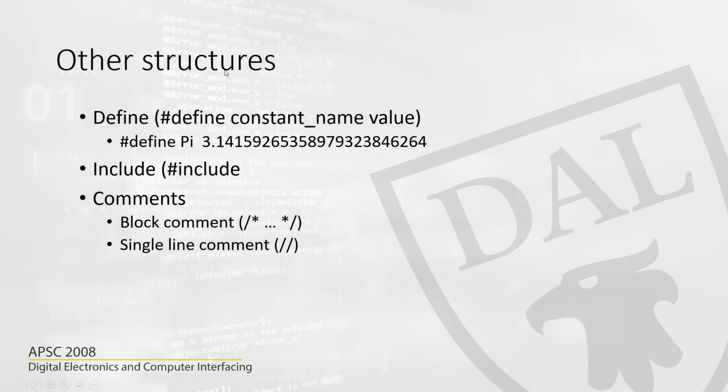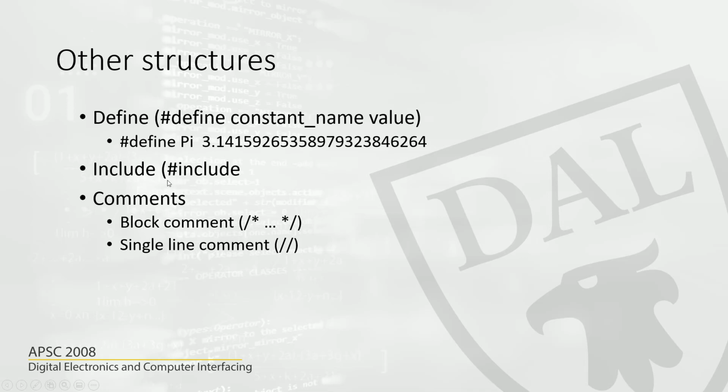So there are say other structures here. There is hash define, which will define the value. If you remember the way we define constants, where we used to say integer pi equals something, that's how we do it, but we can also use define.